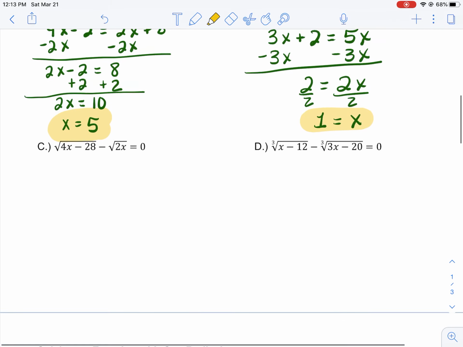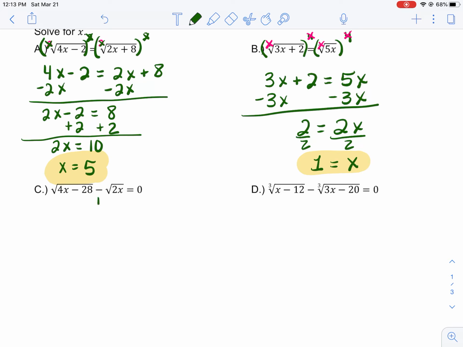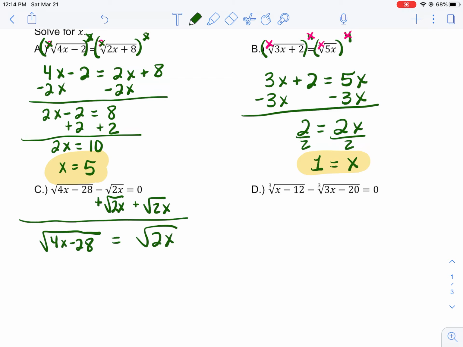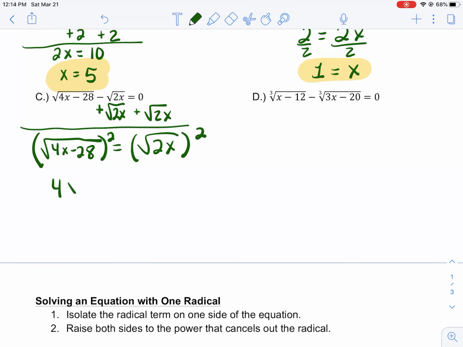Now, in the next set of examples, you're going to notice we have two roots, but they're both on the same side. So we have one extra step here at the beginning. We're going to take this square root of 2x and add it to both sides, so that we only have one root on each side. So we write the square root of 4x minus 28 equals the square root of 2x. You're really just bumping that square root of 2x to the other side. Now we're going to square both sides. When you square a square root, you lift the gate. And so we're left with 4x minus 28 equals 2x.